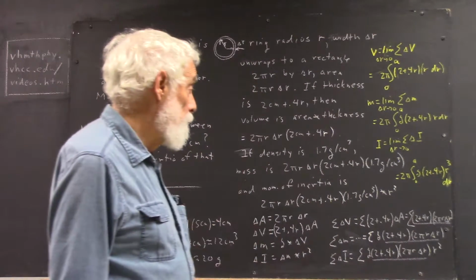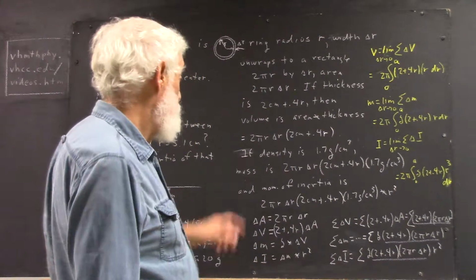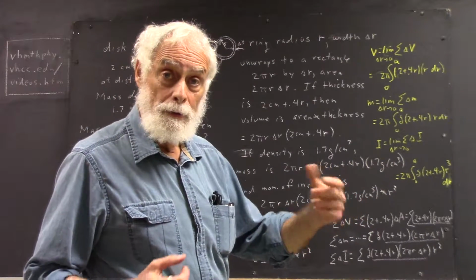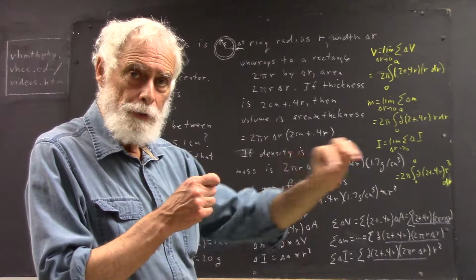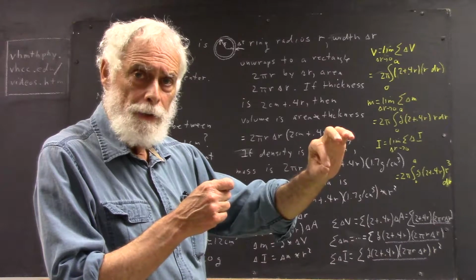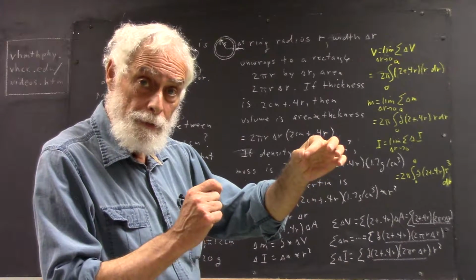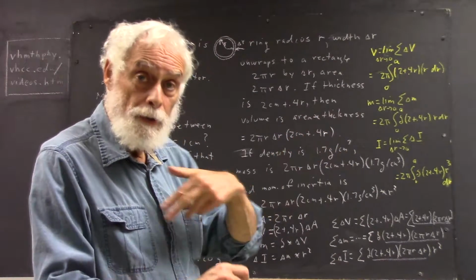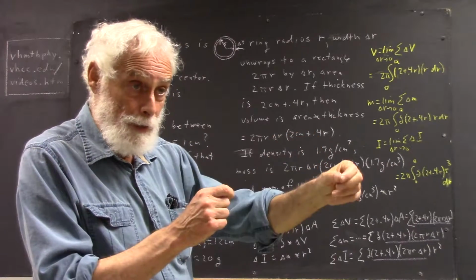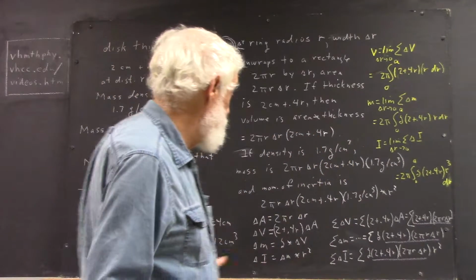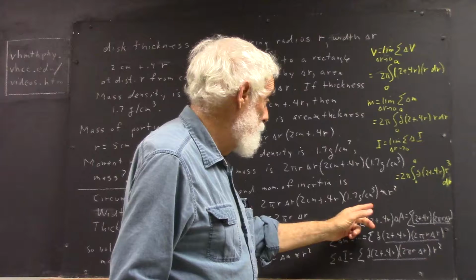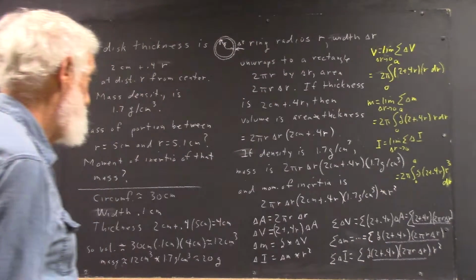Then what's the moment of inertia? Well, the moment of inertia, all the mass is concentrated at or very near 5 centimeters from the center. So that entire mass is at that distance, so that the moment of inertia is just that mass times r squared.